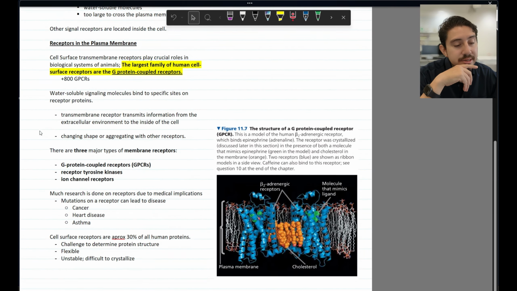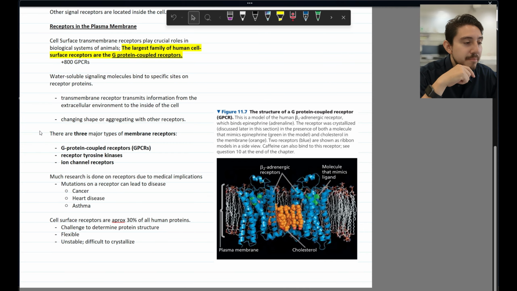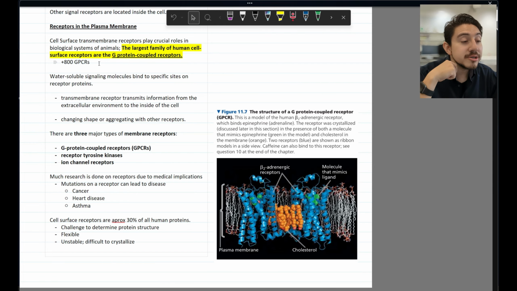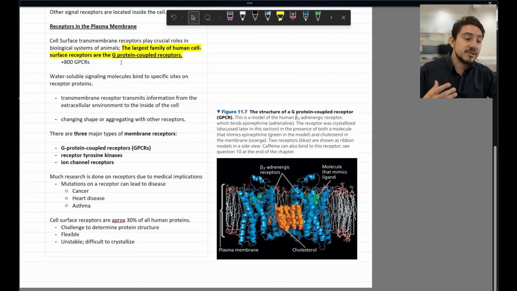So let's look at the different types of receptors in the plasma membrane. These transmembrane receptors are very crucial for cell signaling to maintain biological systems in animals, like I mentioned before. The largest family of cell surface receptors in humans is the G protein coupled receptors. There are more than 800 GPCRs, G protein coupled receptors.